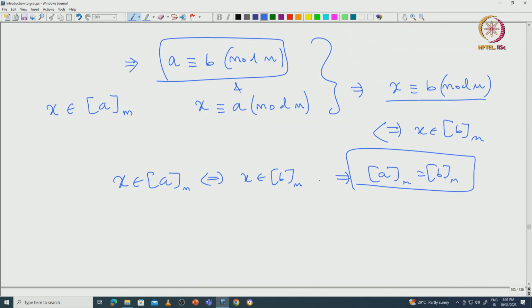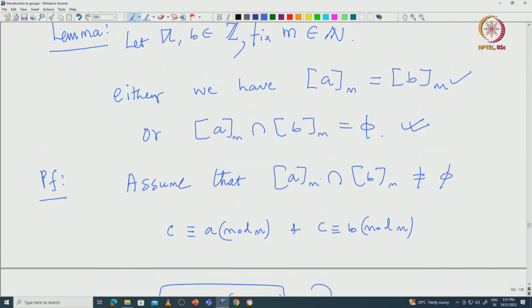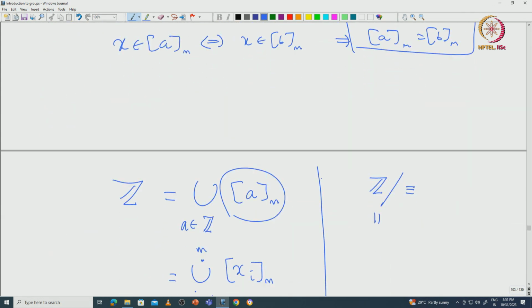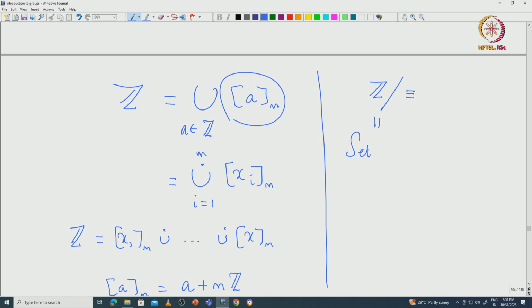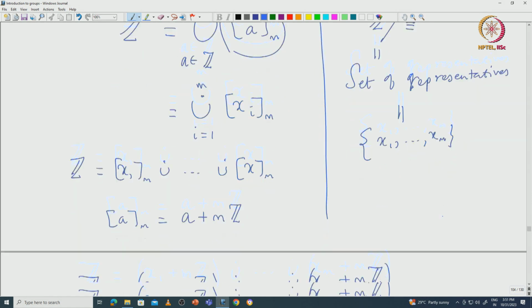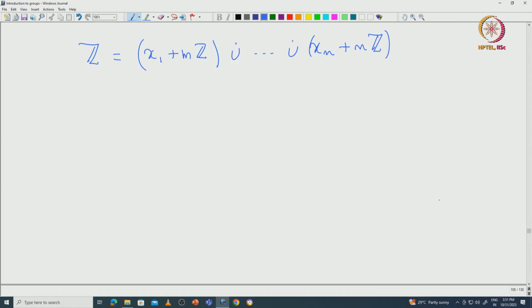So this complete system of residues is motivated by getting these representatives of this partition of Z with respect to the congruence classes. This is the set of representatives we can choose to be the complete system of residues. Okay, so let us do some examples, then it will become more clear.